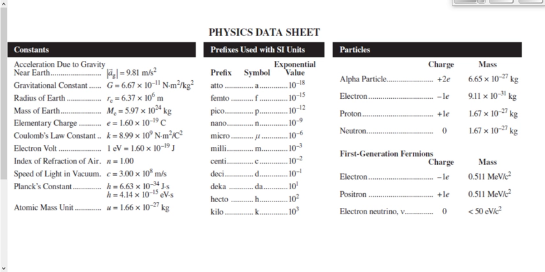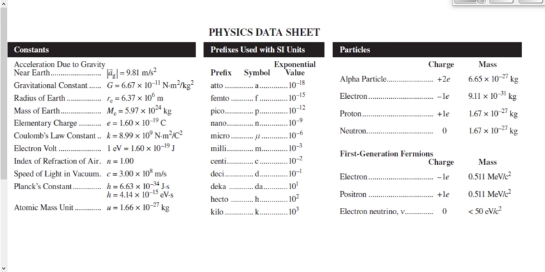This is the first page of your data sheet. You can open up your data sheet if you want, or you can just refer to the page on the board here. I don't expect you to remember what the charge of an electron is, although I would suggest that by the end of the year you probably will remember it because we'll use it enough times. You don't have to, though. It's on your data sheet.